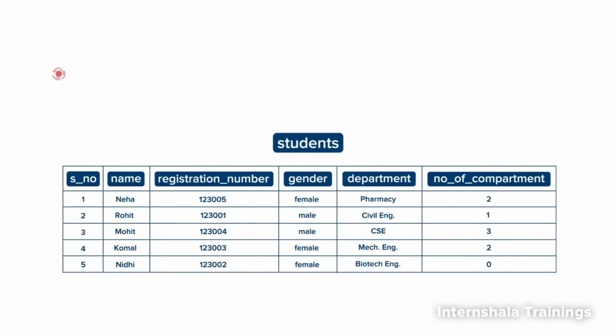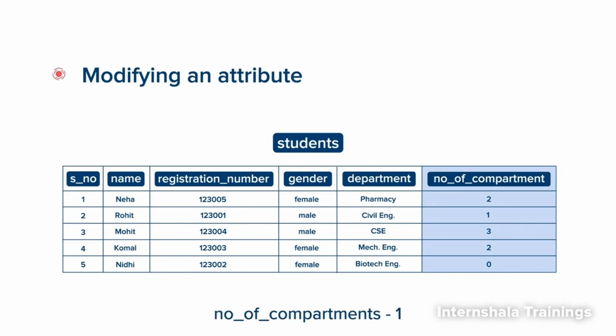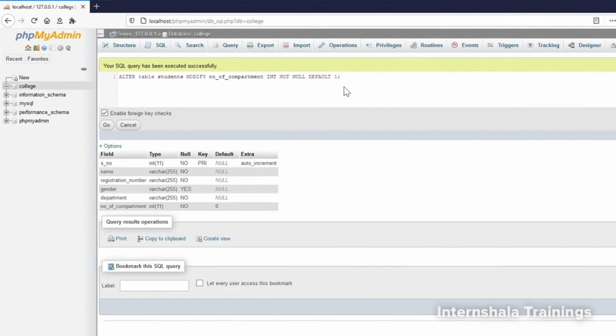Next, let's see how we can modify an already existing data from the table students. Let's say we want to change the default value of number of compartments to 1 from 0. To do this, we will use alter table followed by the table name. As we are modifying the data, we will use modify followed by the attribute name in which we want to make the change, which is again followed by the data type, constraint, and updated default value.